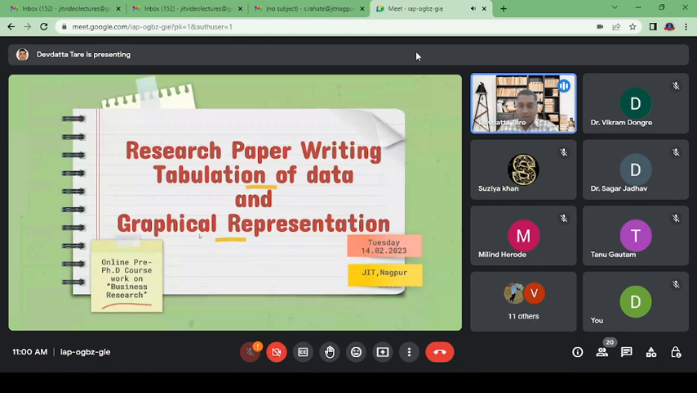The topic given to me is research paper writing, tabulation of data, and graphical representation. Although the topic sounds a bit lengthy, it's not that lengthy, and I will not take more than 1.5 hours to complete the session. I will also not bore you with loads and loads of slides to ponder upon. A small presentation of around 25-30 slides, so that you can also have a comfortable experience, and I also have other commitments. Moving ahead, just let me share my screen.